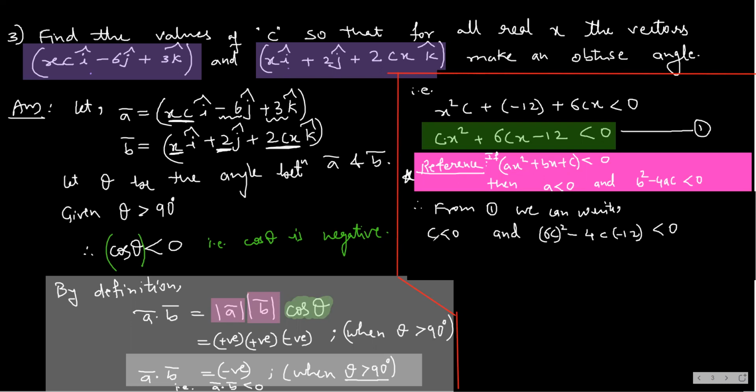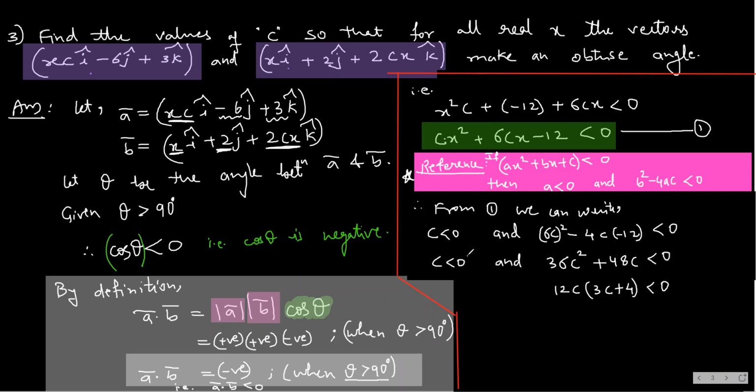So c has to be less than 0. You got c less than 0. Okay, and this should be less than 0. That is 36c square plus 48c should be less than 0. Now from this I take 12c common. So 12c is common. So what do I get? I get 3c plus 4 should be less than 0.